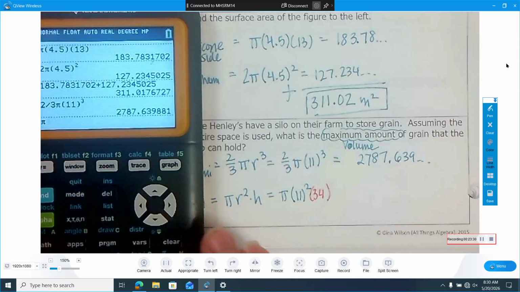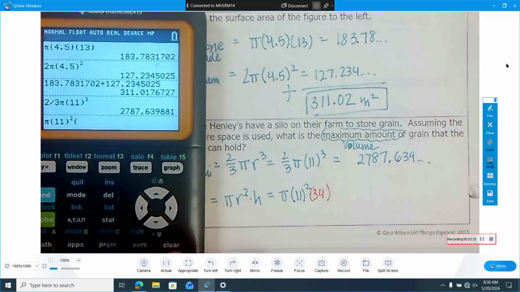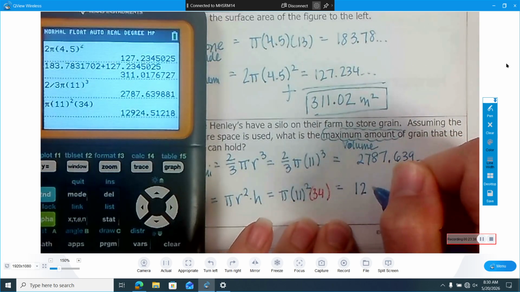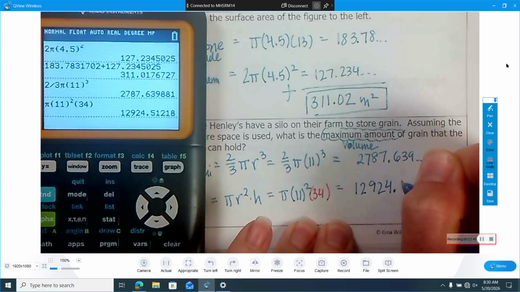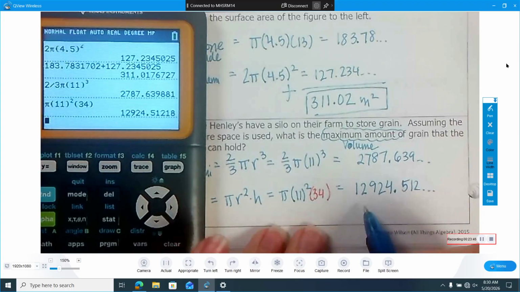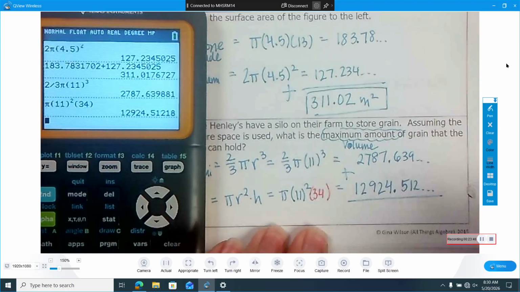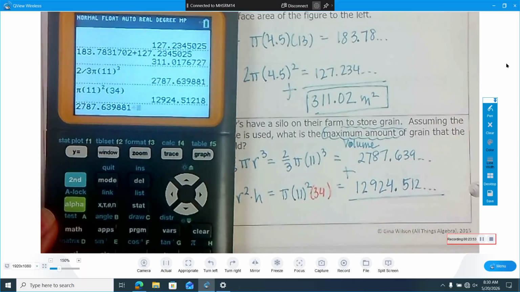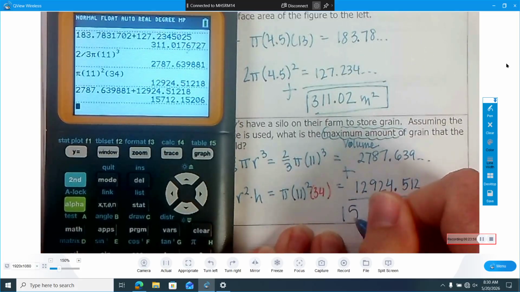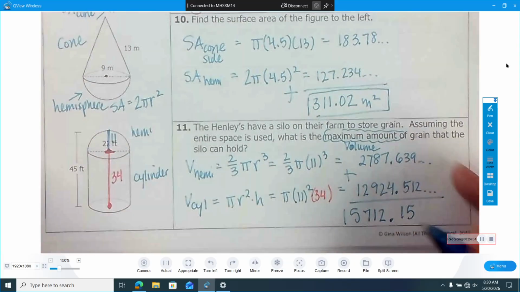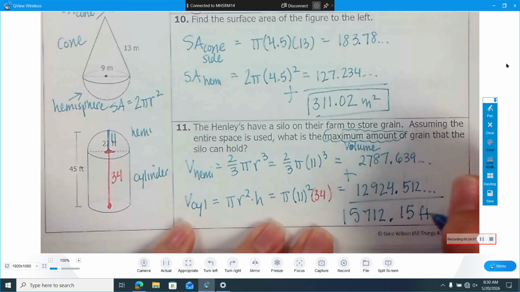So let's see. Pi times 11 squared times 34. And I get 12924.512. That's a lot. And what do we need to do with these two volumes? Add them up. And so again, I'm just going to use my calculator and pull in the entire decimal. Highlight and hit enter. And we get 15712.15 feet cubed.